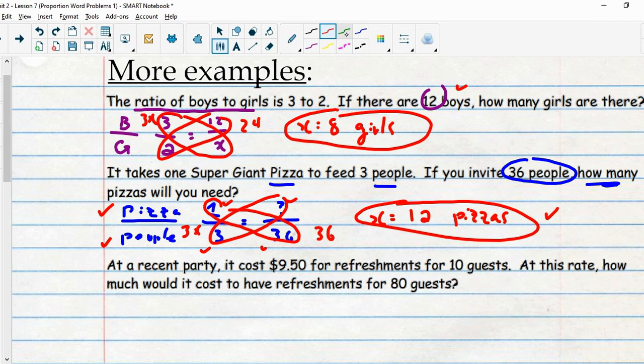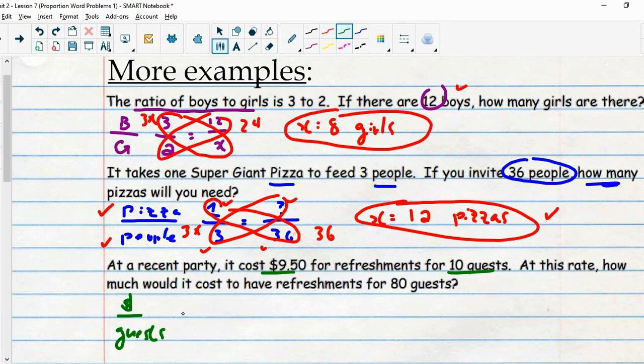All right, this video is getting long, I know. So, at a recent party, it cost $9.50 for refreshments for 10 guests. So, let me ask you right now, what are we comparing here? What 2 different units are being compared here? Yeah, money to people. Money to guests, right?